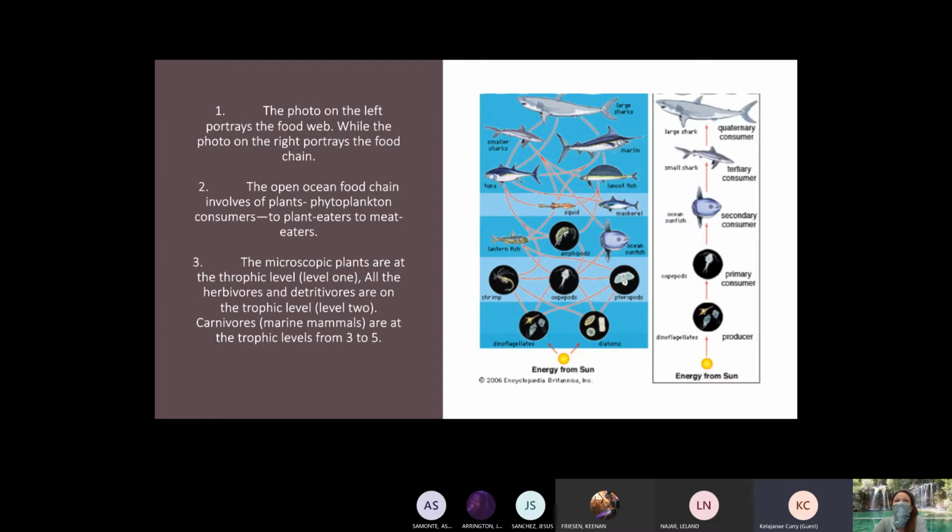The microscopic plants are at the first level of the ocean. Mostly all of the herbivores and omnivores are on the second level of the ocean, and the carnivores, which are the mammals like us, are on the third and fifth level of the ocean.